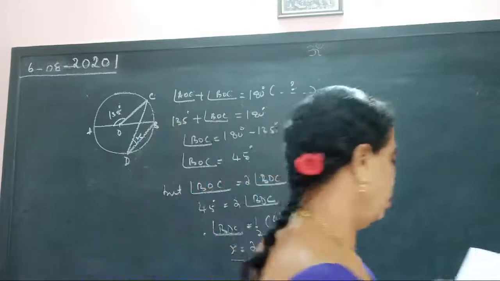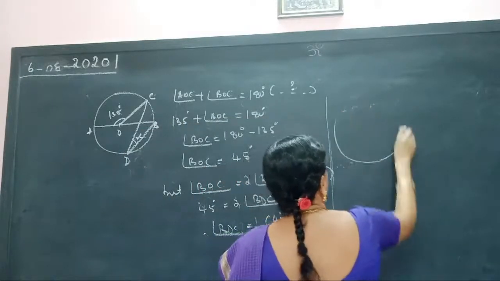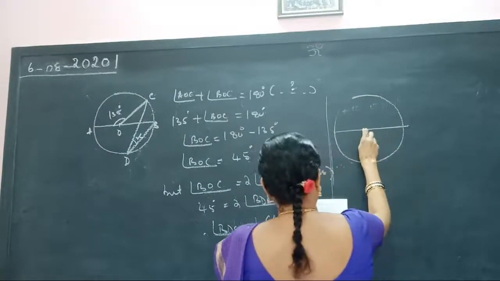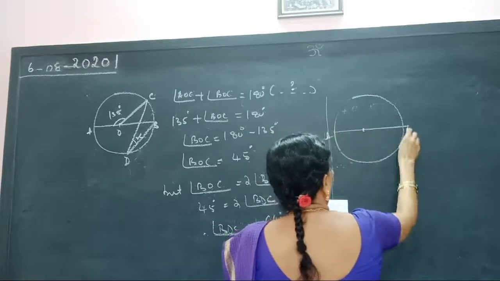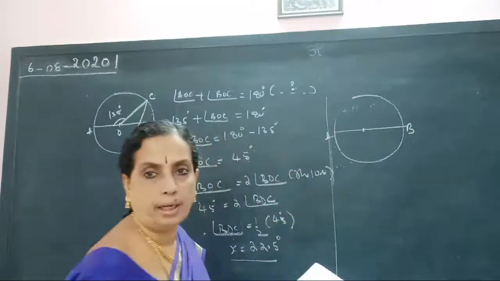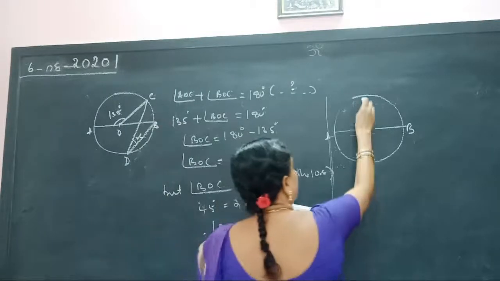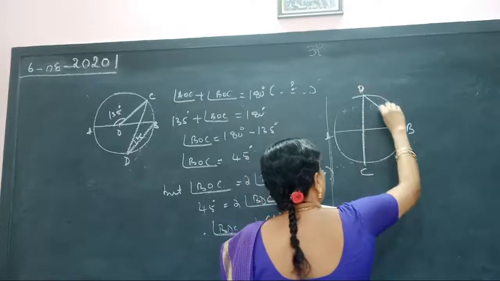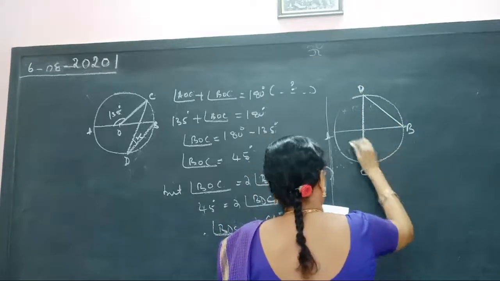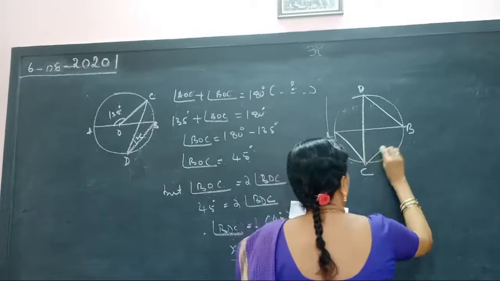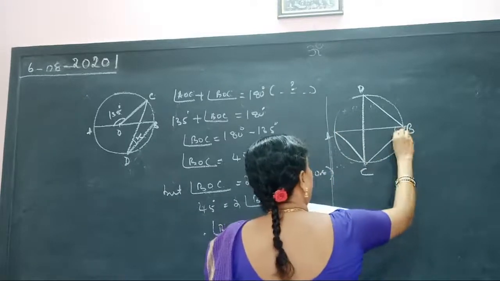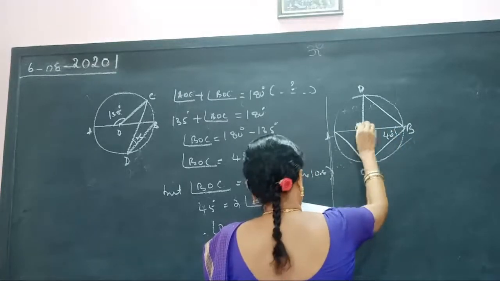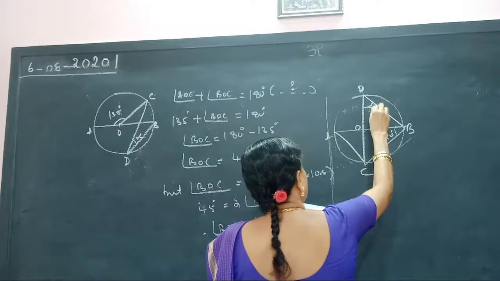Next, another figure in question number 9. Here you have to again find the value of X where AOB is a diameter and COD is also a diameter, and this is joined like this. It is given it is 40 degree and we have to find out the measure of X.